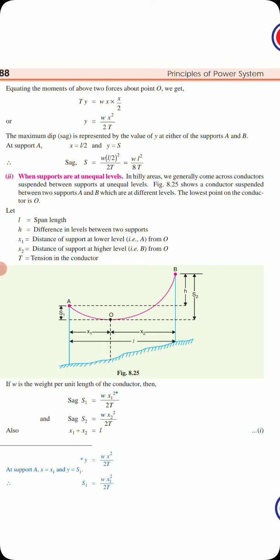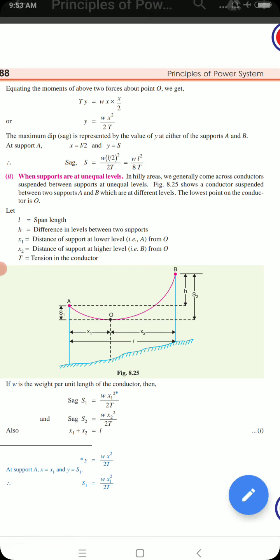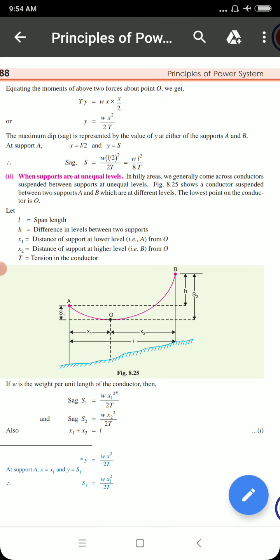Two supports A and B are at the unequal level. L is the length of the span between A and B, the horizontal distance between A and B. H is the difference between the levels. In the first case it was 0 because both are at the same level. Here A and B have some difference, so H is the difference between the two supports.